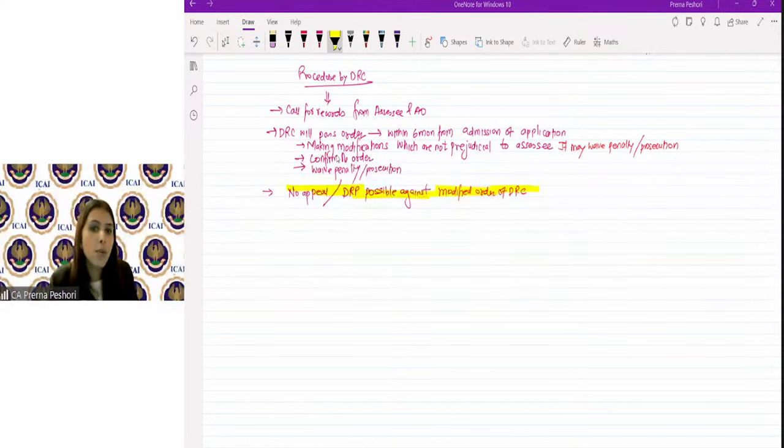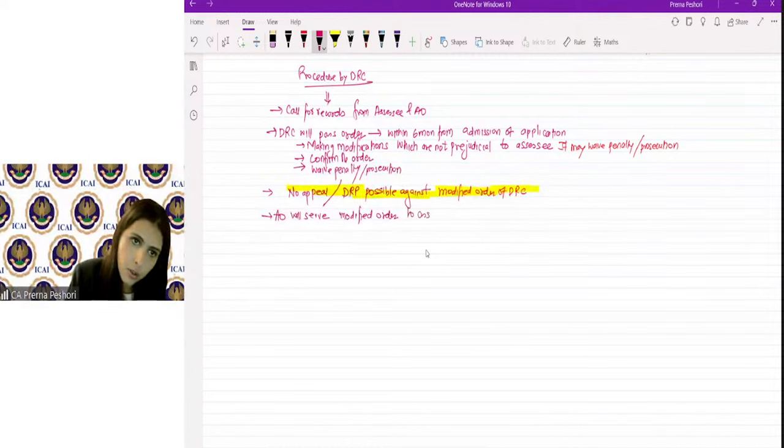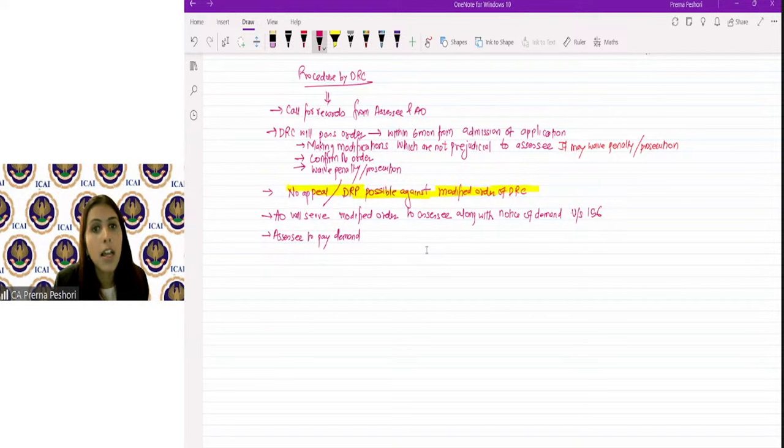And then the AO will of course serve the modified order along with the notice of demand under 156 to the assessee, and assessee has to furnish the proof of payment of demand. Assessee has to pay the tax demand, and on the confirmation of the payment of demand, only then the DRC will grant the immunity from prosecution and waiver of penalty.